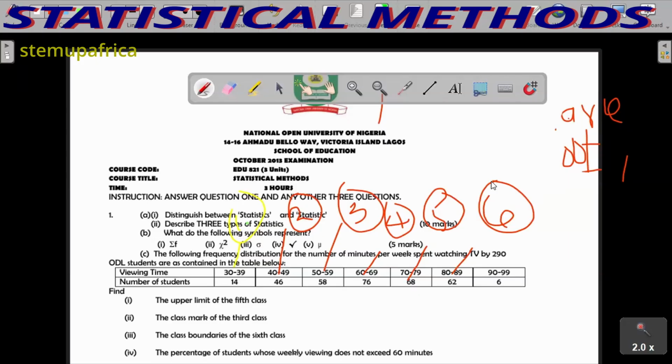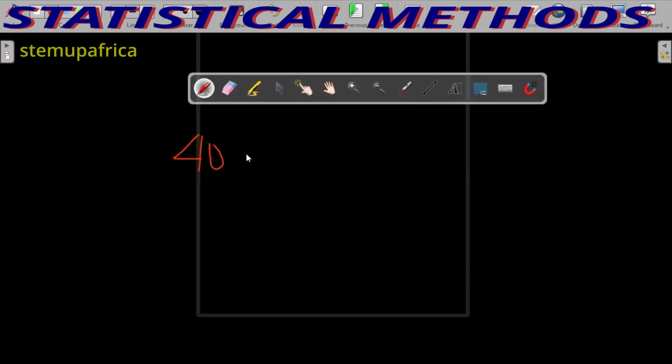So how do we get our class boundary? The class boundary is also gotten from the class interval. Remember we said the ones on top are the class intervals. So you can get your class mark from it, your upper class from it, your lower class from it, and your class boundary from it. This one involves a simple principle. Let's use 40 to 49 as a case study to determine our class boundary, and I'll come back to answer our question.